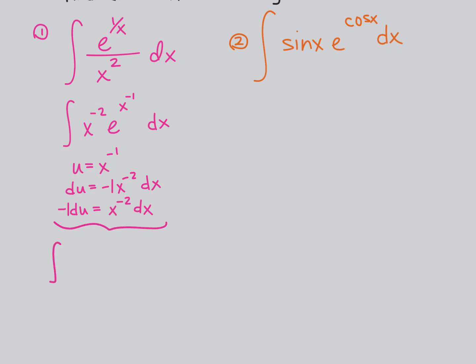So we will have the negative 1 can go out front. We will have e to the u, and this is our du right here. So we will simply have e to the u du. Integrating this gives us negative 1 e to the u plus c, and with back substitution to get back in terms of x, we'll have negative 1 e, and then instead of writing x to the negative 1, I am just going to write 1 over x since it's how it was presented in the beginning, and then plus c.